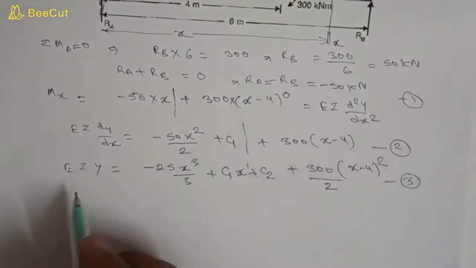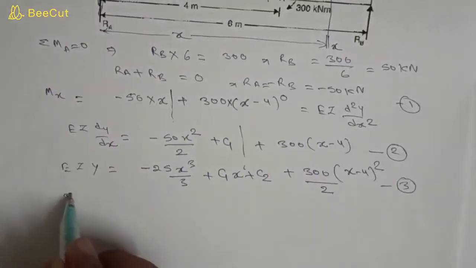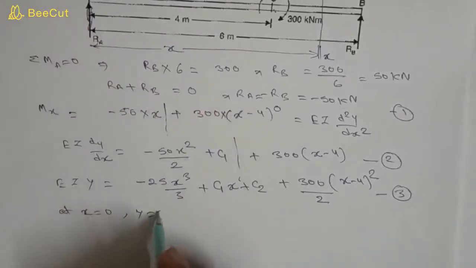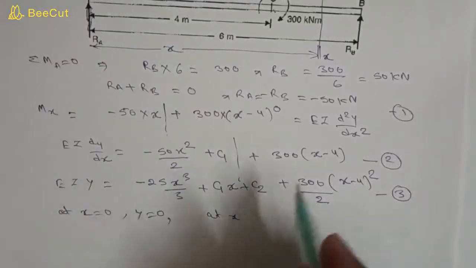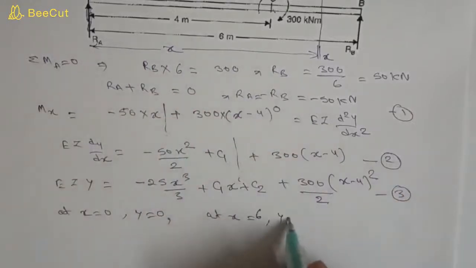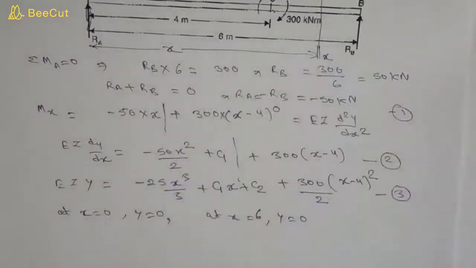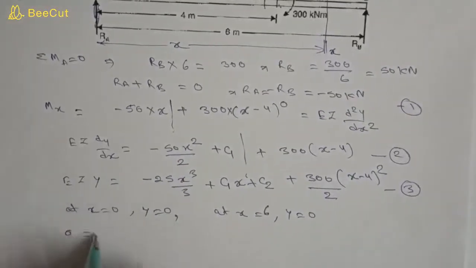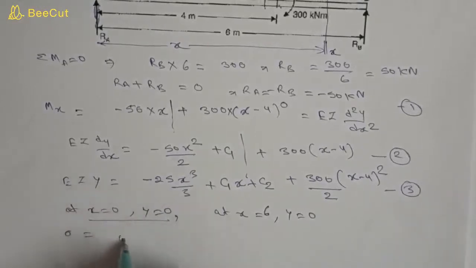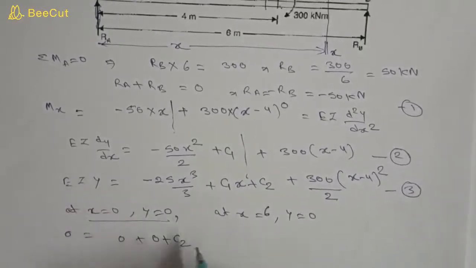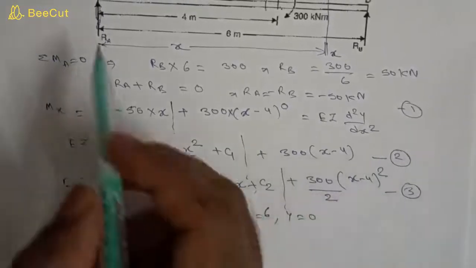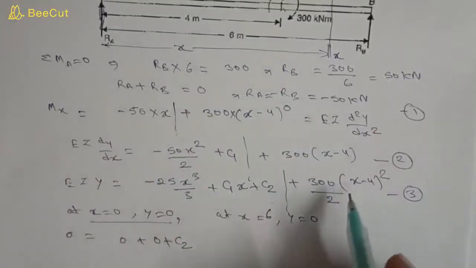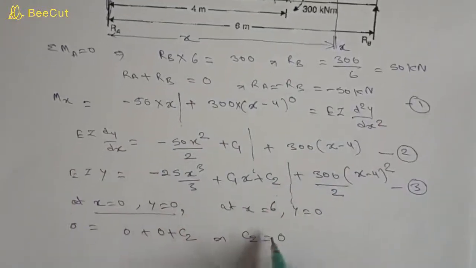So what we have in boundary conditions: at x is equal to 0, meaning at support A, the deflection is 0, and at x is equal to 6 meter the deflection is 0, because these two are the supports. So if we put this value in equation number 3, then for the first condition we get 0 is equal to 0 plus c2. This point A is in the first portion of the beam, so we will consider only the first portion and not this portion, so we get c2 is equal to 0.